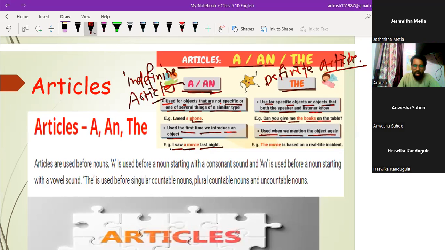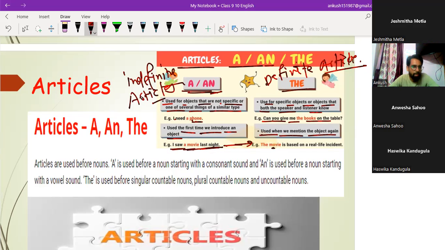See, I saw a movie last night. The movie is based on a real life incident. Which movie is based on a real life incident? A movie which was introduced the first time, and the second time it became definite. Are you getting the point?